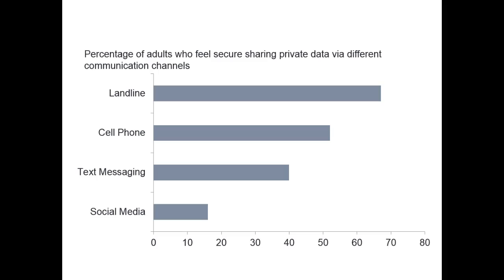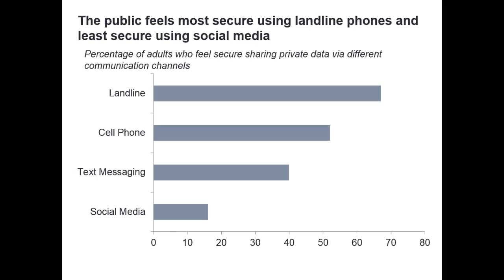All right, so let's take a look at this for a second. What is the main story? This is a caption. This describes what is occurring in this graph. Pause until you've figured out what you think the story is. Here's the story I came up with. The public feels most secure using landline phones and least secure using social media. All right, so very simple story. The bar graph really helps us make these comparisons.